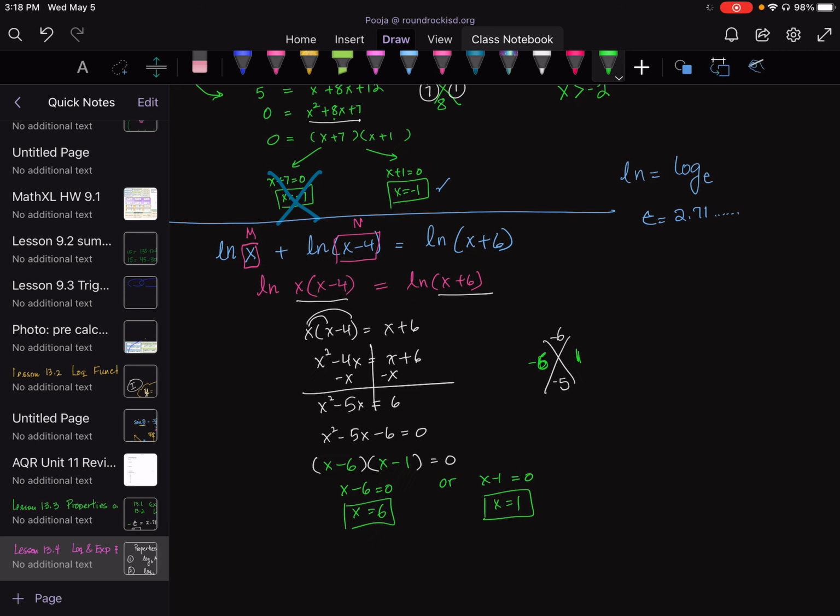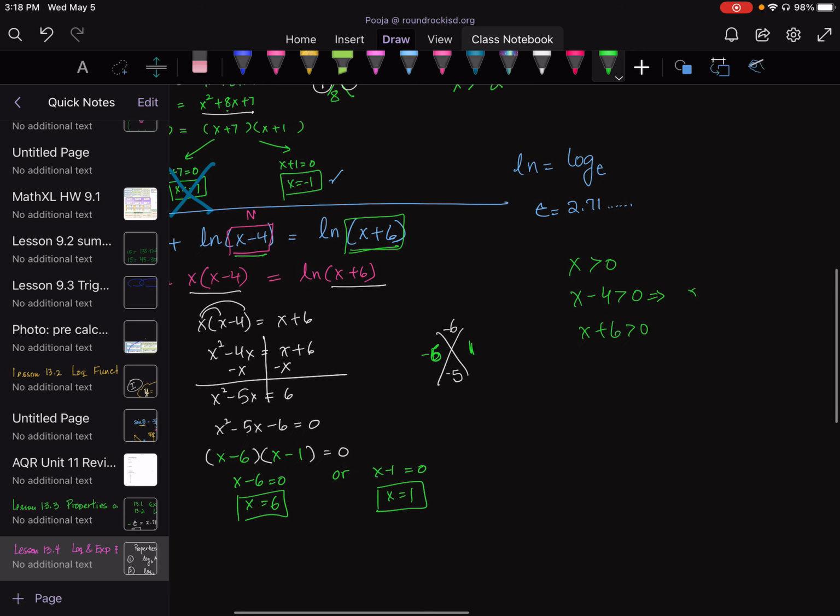Now I'm going to see what are the restrictions to the domain. So the restrictions come from what's after the log. X has to be greater than 0. The next one also has to be greater than 0. And this last one also has to be greater than 0. From here, I get x must be greater than 4. Well, this is solved as much as it could be. Here's the second restriction, and x must be greater than negative 6.